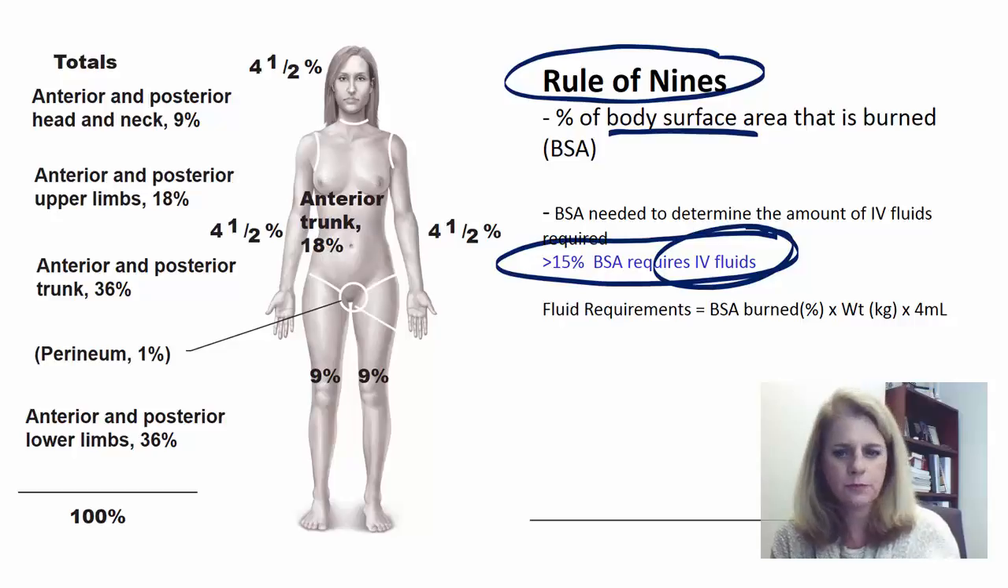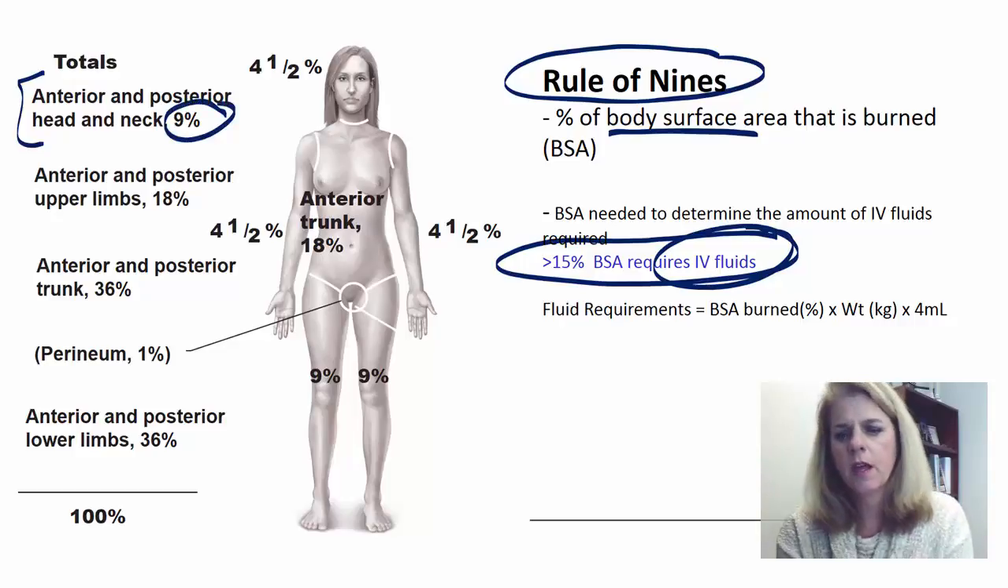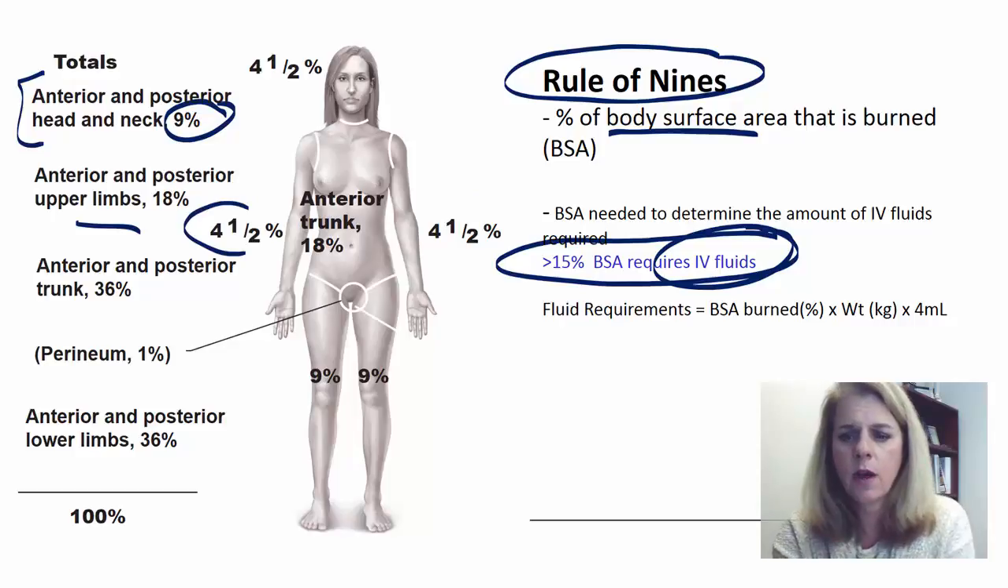No, there's a standard. So the standard is, if you look at the head, let's just start at the head and neck. The front of the face and the front of the neck equals 4.5%. The back of the head is 4.5%. So the whole head is 9%. If you look at the upper limbs, the arms, the anterior part of the arm is 4.5%. The posterior is 4.5%. So a whole arm is 9%. So two arms together would be 18.